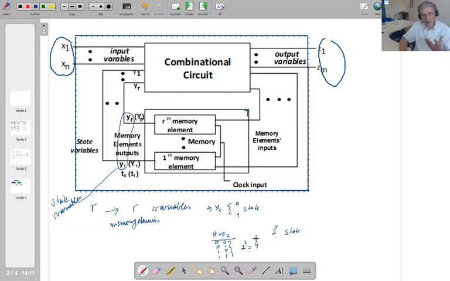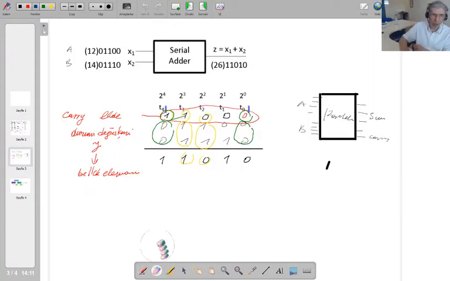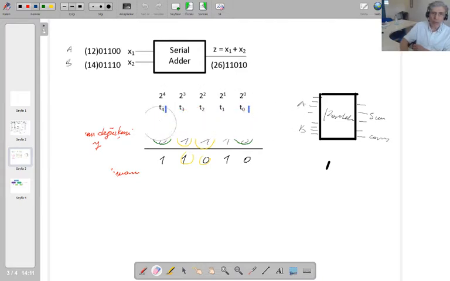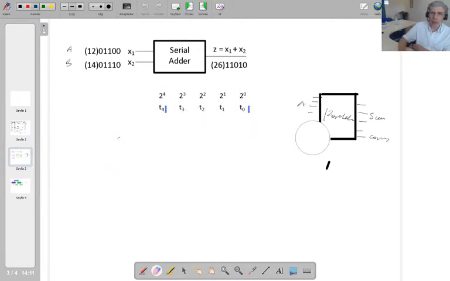So I just introduced what this state variable is. And this additional state variable, why do we need it? If I explain this with an example, you're going to understand it much better. Let me explain to you. So there is a box here. This box is a parallel adder.